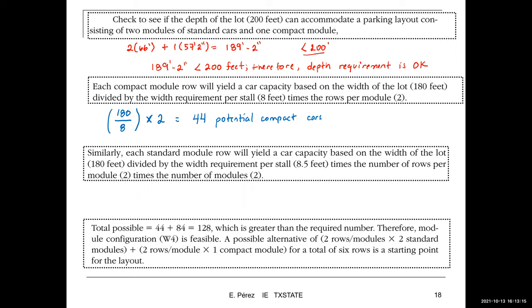So with that module, we should be able to meet that requirement. We still have to do more because we have those lanes that are needed for moving around the parking. So we are not done yet. Most likely we're gonna end up with fewer spaces when we start designing for the flow lanes. Similarly, each standard module row will yield a car capacity based on the width of the lot, which is 180 feet, divided by the width requirement per stall, which in this case is 8.5 feet, times the number of rows per module, which is 2, times the number of modules. In this case, we have 2.